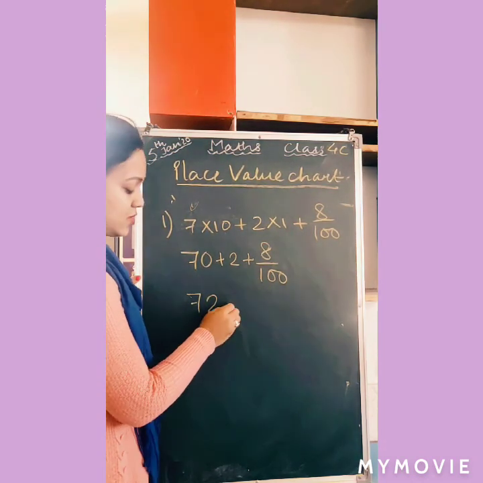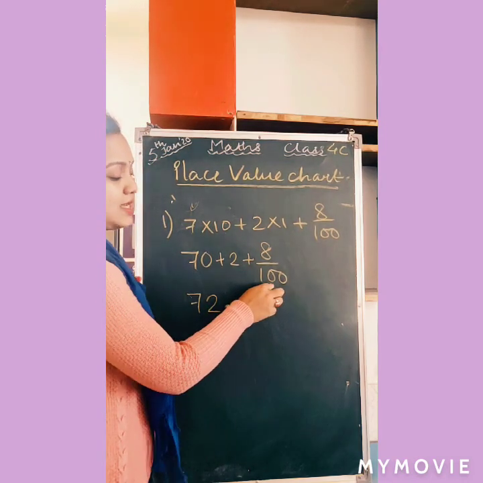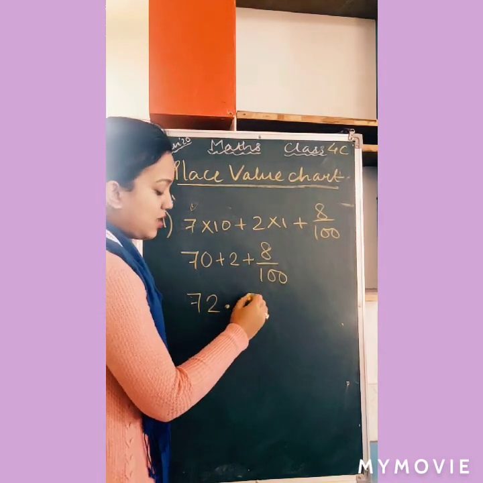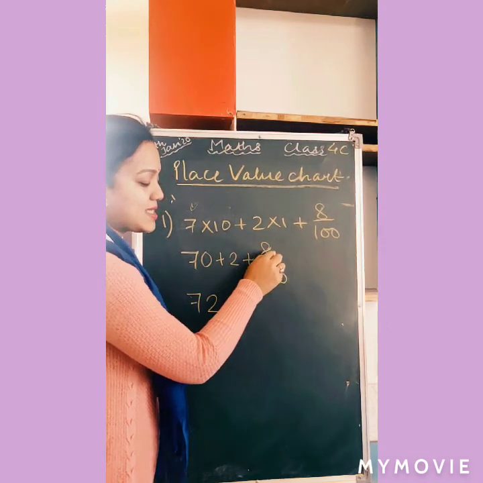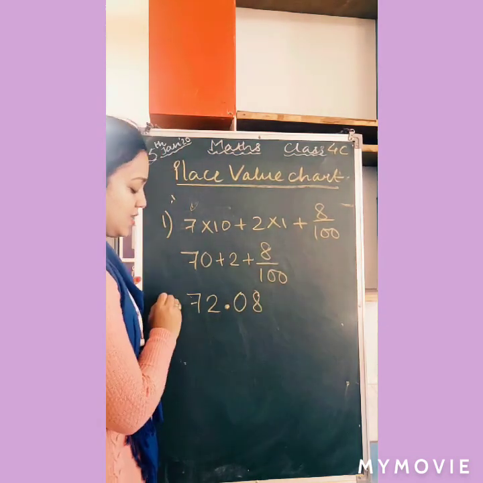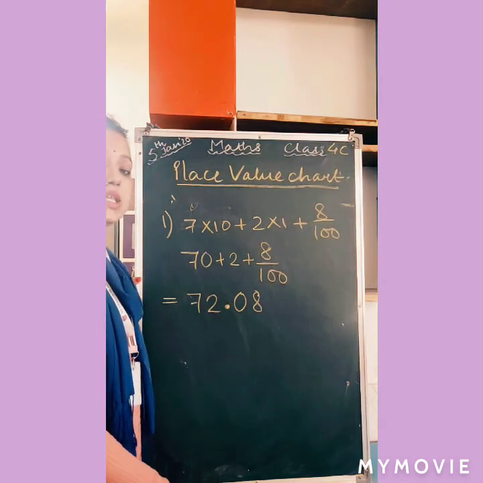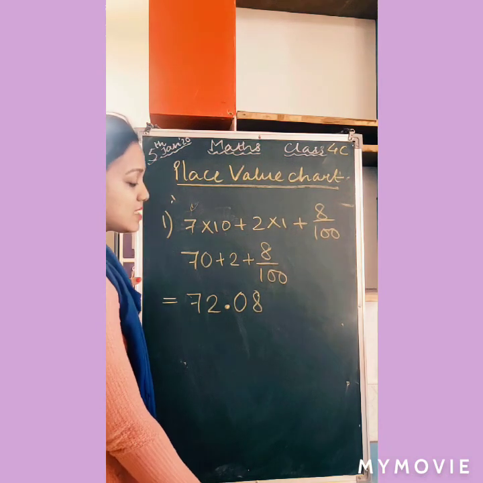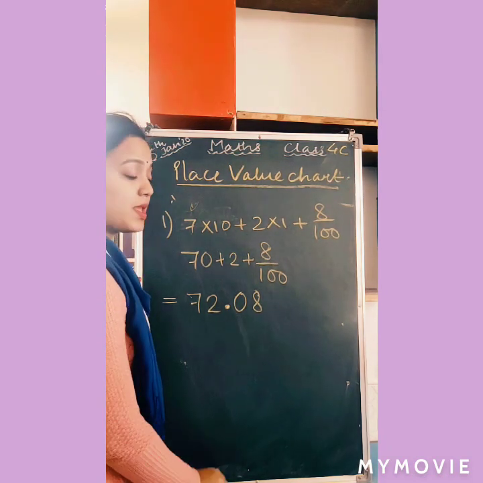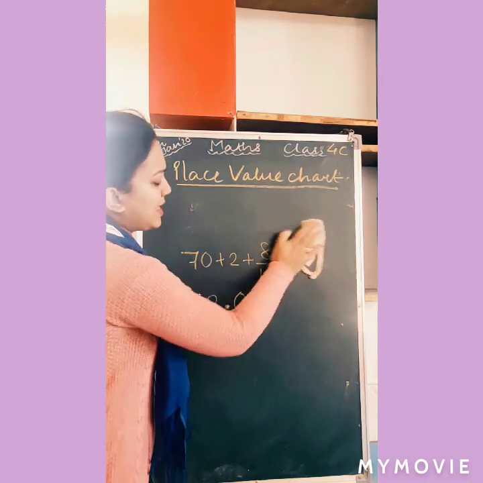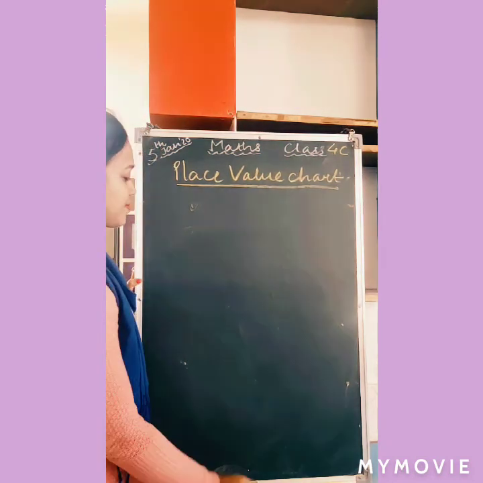This is the 10th place, so there should be a point. There is no 10th place here, so I'll put 0. In the 100th place I have 8. So it will be 72.08. Okay. This is the way to write a short form from an expanded form. Let's see another number.